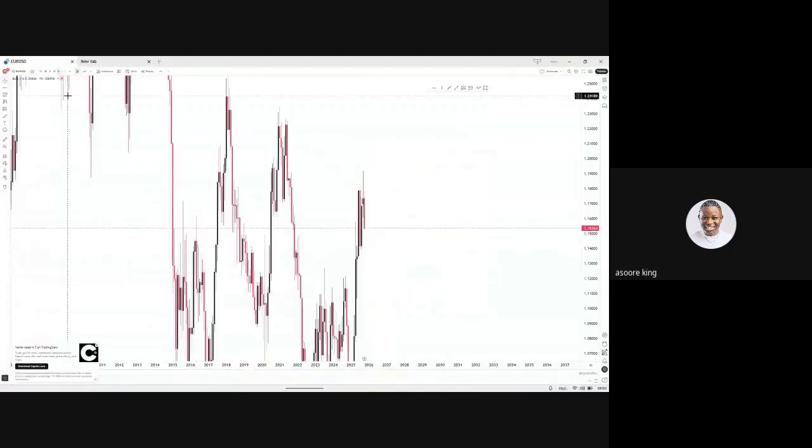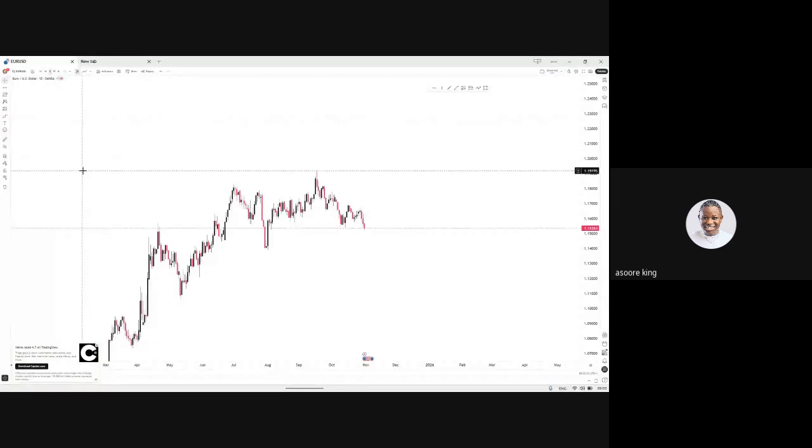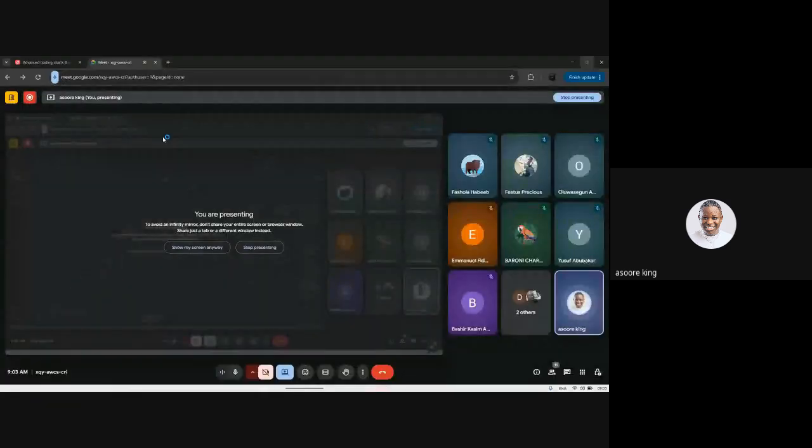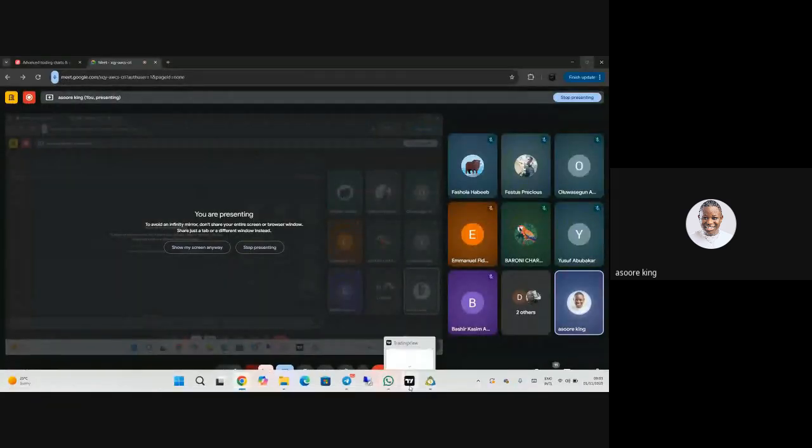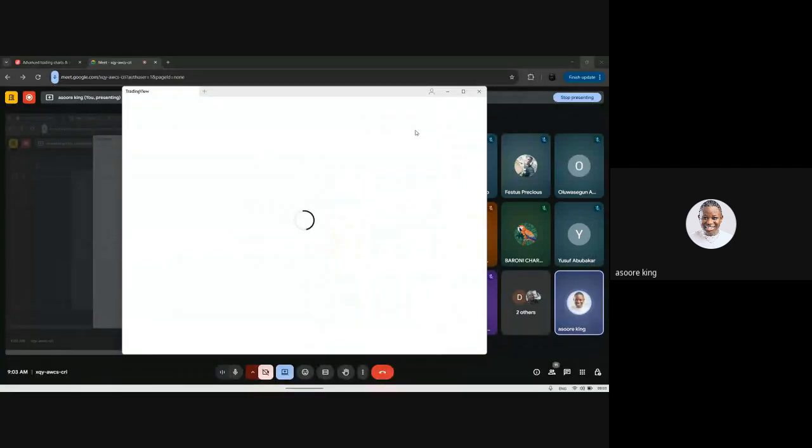Mark out zones for you. So I won't be using the TradingView. This TradingView is my personal TradingView. I have to log out and use the other one for backtesting. So I can mark out zones and you can use them.